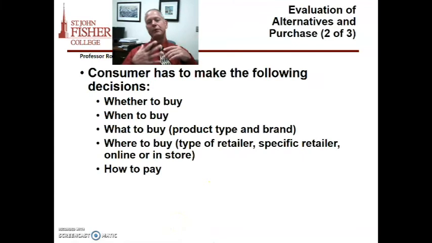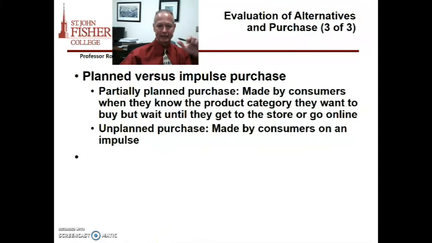So beyond the product of what to buy, consumers have to make the decision on whether to buy, when to buy, where to buy, whether it's in store or online, and how to pay for it. All those other types of decisions are part of the consumer decision-making process. We look at evaluation of alternatives as the three methods, but that really determines the what to buy, the product type or the brand. But there are also other decisions that need to be made, such as whether to buy, when to buy, etc.